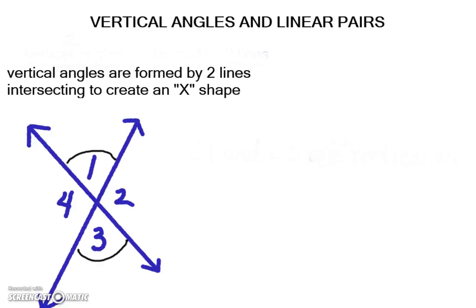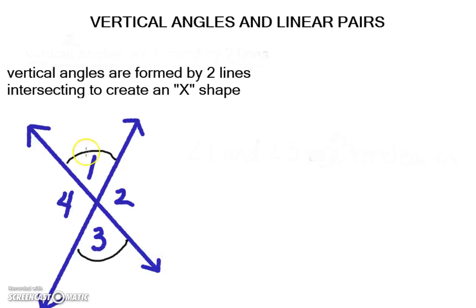Vertical angles and linear pairs. We're going to start with vertical angles. Vertical angles are formed by two lines that intersect to create an X shape. You see this in our picture. See how the lines have created an X shape?